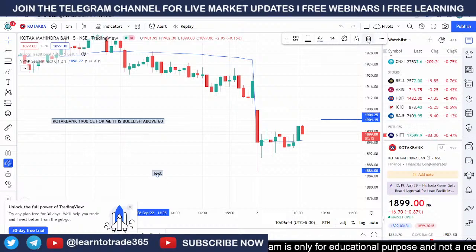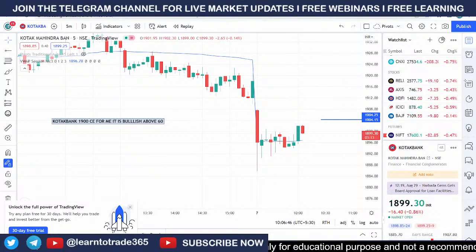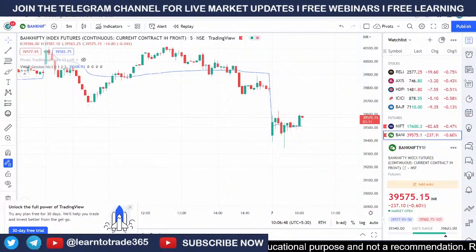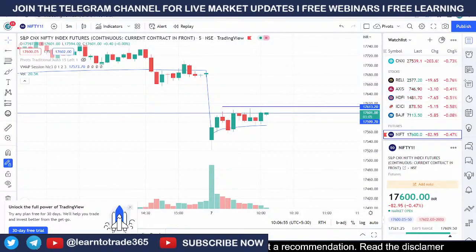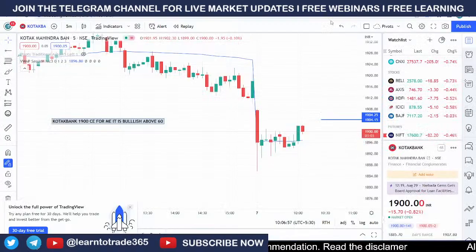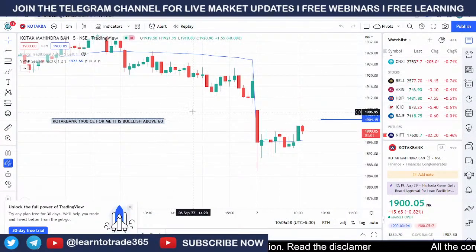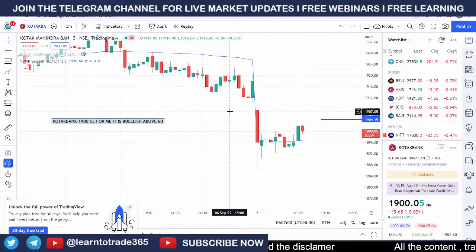See, various stocks in various sectors are showcasing us one direction, that is bullish as of now in the current stage of market. The way Bank Nifty is behaving, the way Nifty is trying to behave, already orders are placed waiting for the trigger to come in. Kotak Bank 1900 call option above 60 levels, more comfortably bullish for me, or in the spot levels above 1904.